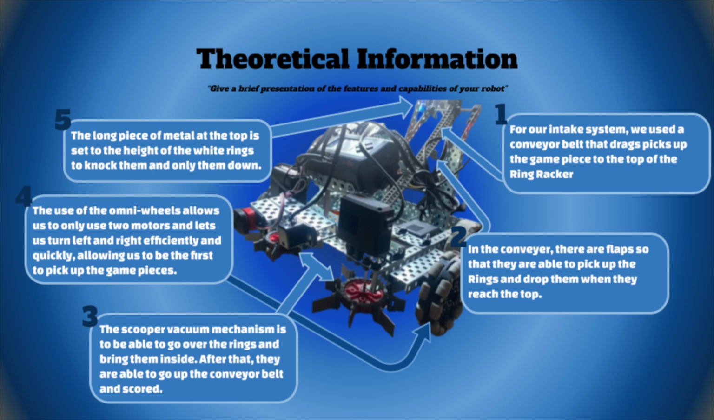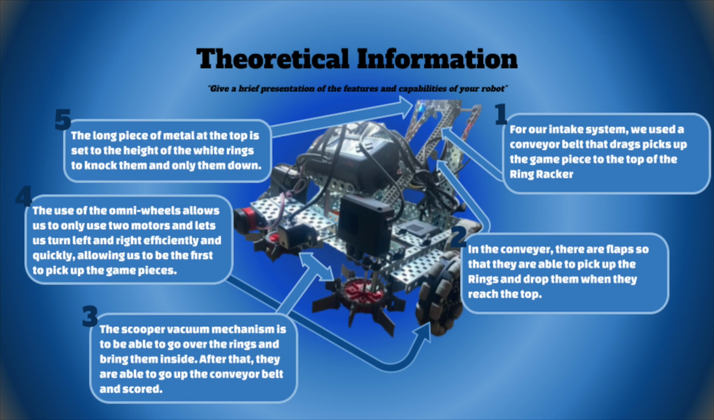Theoretical information. This is a presentation of all the features and capabilities of our robot. For our intake system, we use the conveyor belt that drags and picks up the game pieces to the top of the ring wrecker. In the conveyor, there are flaps so that they are able to pick up the rings and drop them when they reach the top. The scooper vacuum mechanism is to be able to go over the rings and bring them inside. After that, they are able to go up the conveyor belt and be scored.